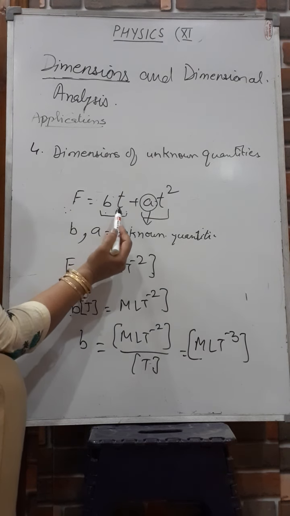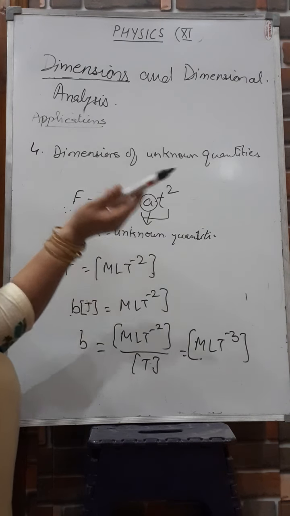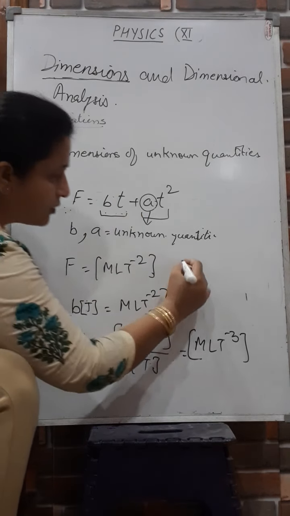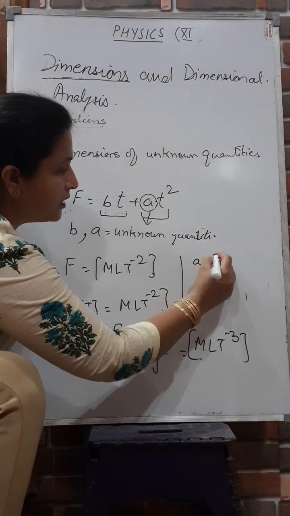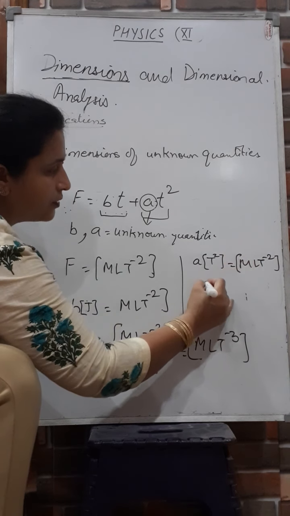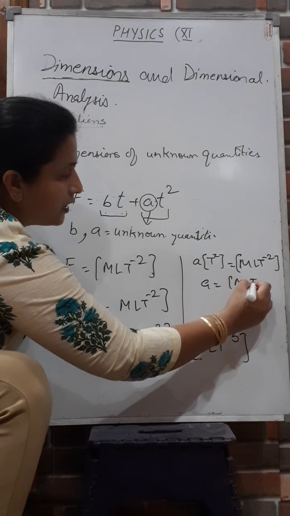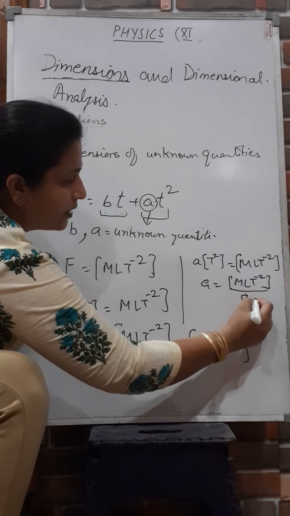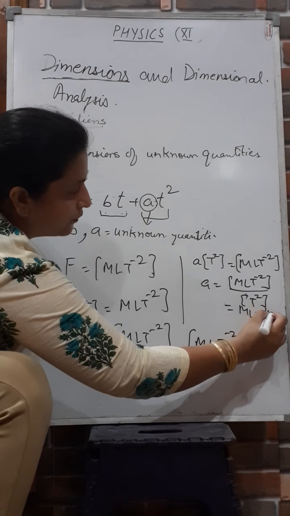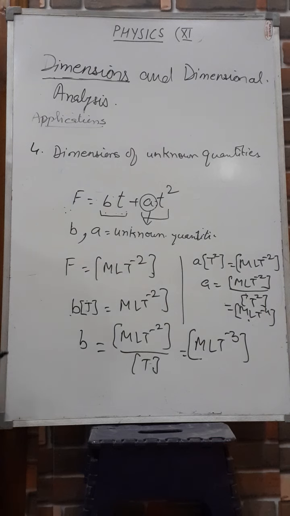Similarly, because same type of physical quantities can be added, force can always be added to force. So that means At squared should also be equal to force, right? So A into T squared should be equal to MLT^-2. So this A will be equal to MLT^-2 divided by T squared, so it is MLT^-4. So the dimensions of A will be MLT^-4, right? This is very simple. This is how we can find out the dimensions of an unknown physical quantity.